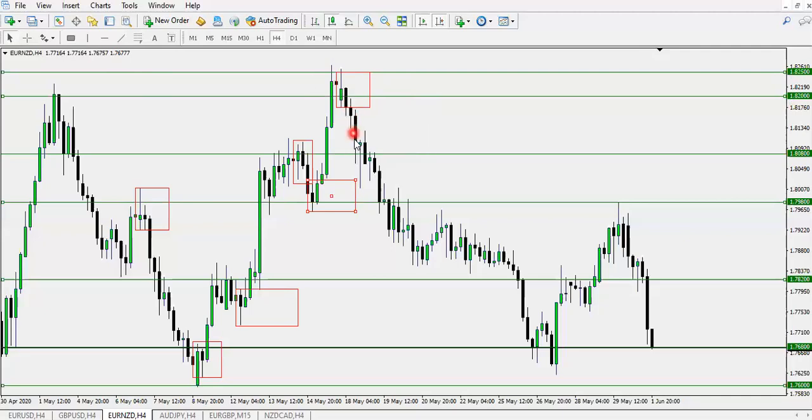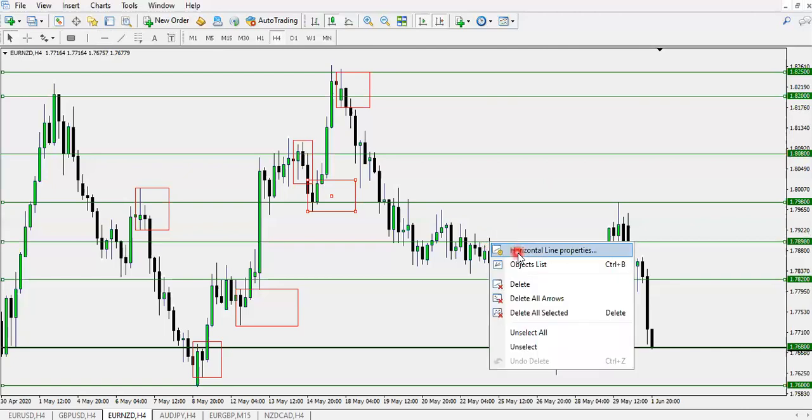Price moved down, continued down. Where did it continue down into? So we just see here is our round number over here.